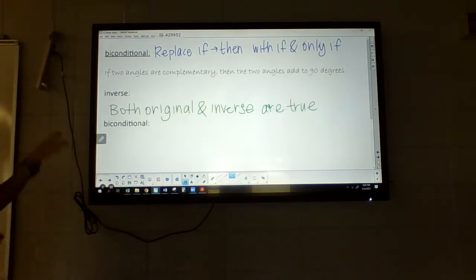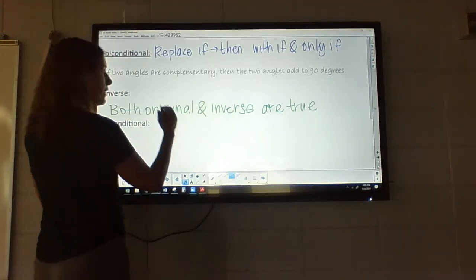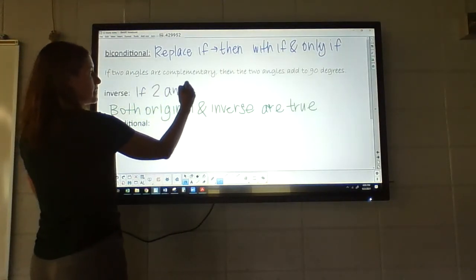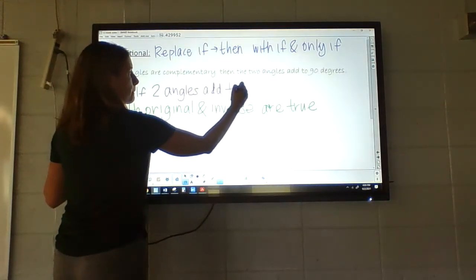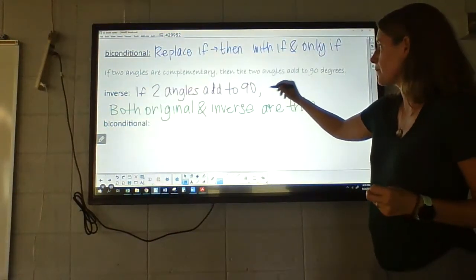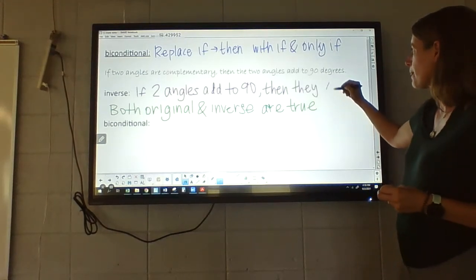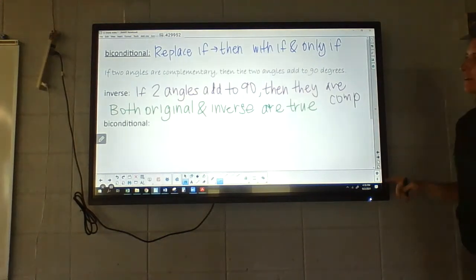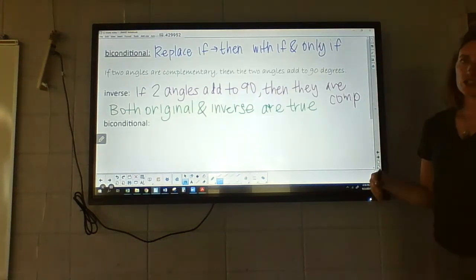Now if I flip that, the inverse, it switches the if-then parts. So with that, it's if two angles add to 90, then the angles are complementary. I'm going to shorten it up a little bit. So if two angles add to 90, then they're complementary. Both of these statements are true.